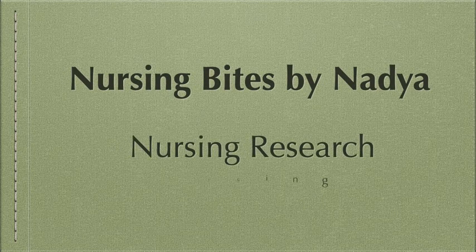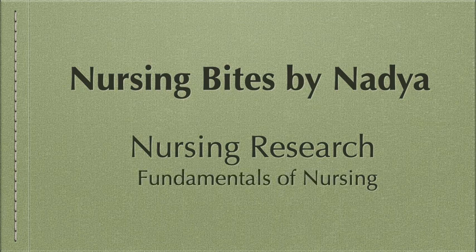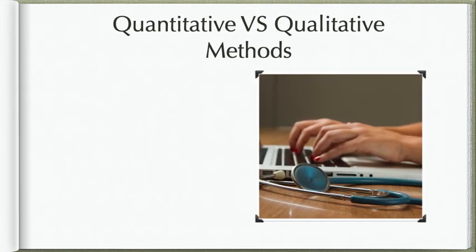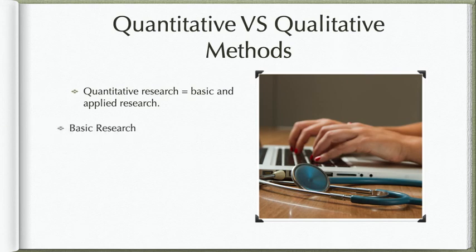Today I'm going to continue my Fundamentals of Nursing series and we're going to talk about nursing research. There are two basic methods of nursing research, quantitative and qualitative. Quantitative research consists of basic and applied research. Basic research is called pure or lab research, which is designed to generate and refine theory. Applied research is also known as practical and is designed to directly influence clinical practice.